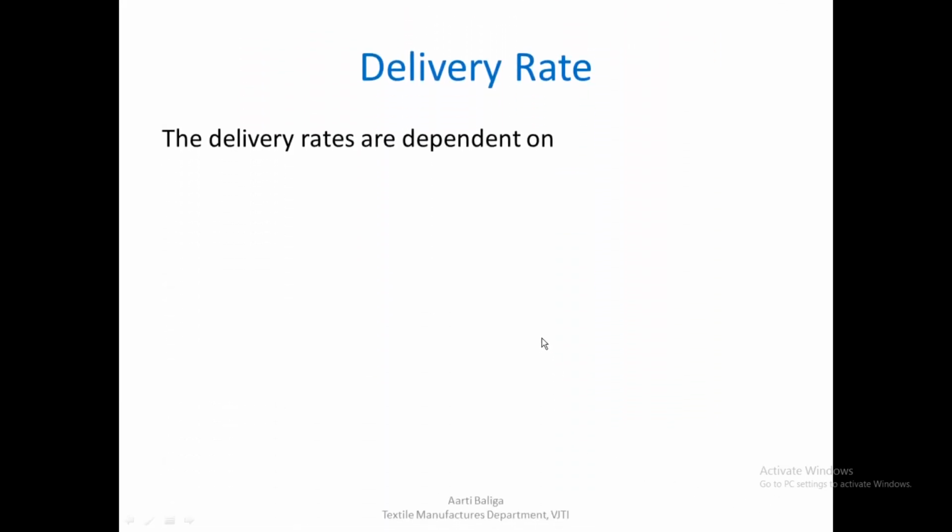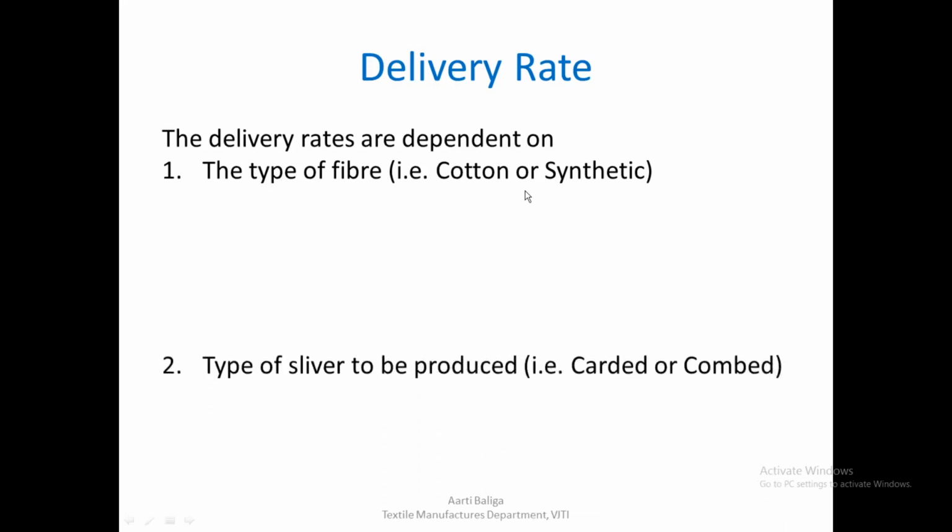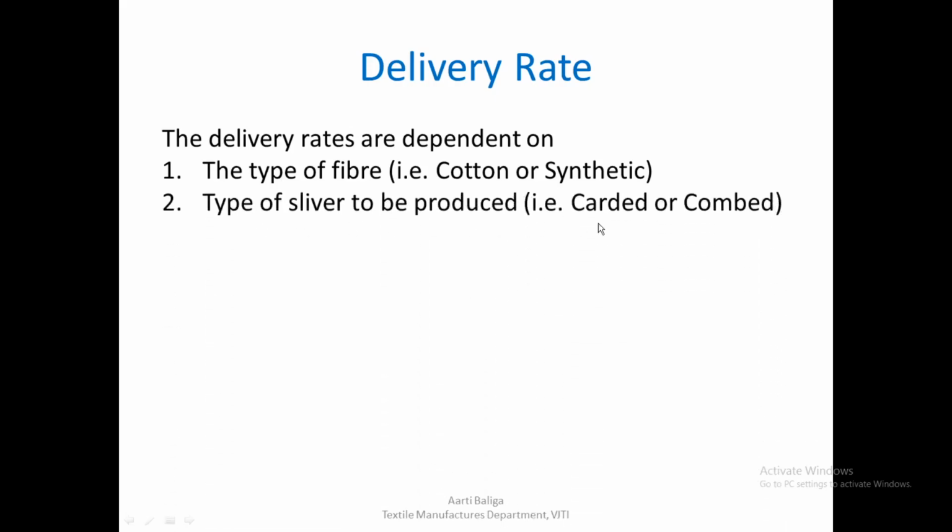So now coming to the delivery rate, this is another important parameter, and how much it should be for any kind of fiber that we're processing. For that, we should know that the delivery rate depends upon the type of fiber, whether we are processing cotton or synthetic. Then it also depends on whether we are processing carded or combed process, the type of sliver that is to be produced, and the condition of the machine. All these three factors will decide what kind of delivery rates you are going to keep.